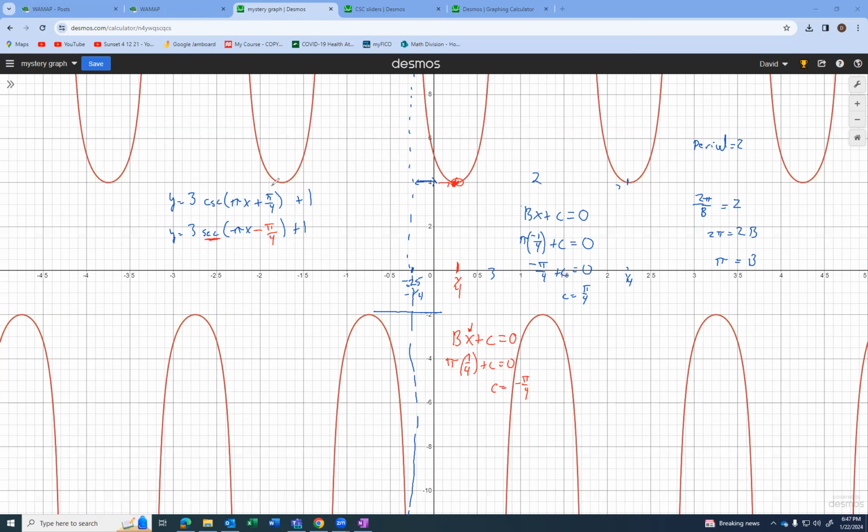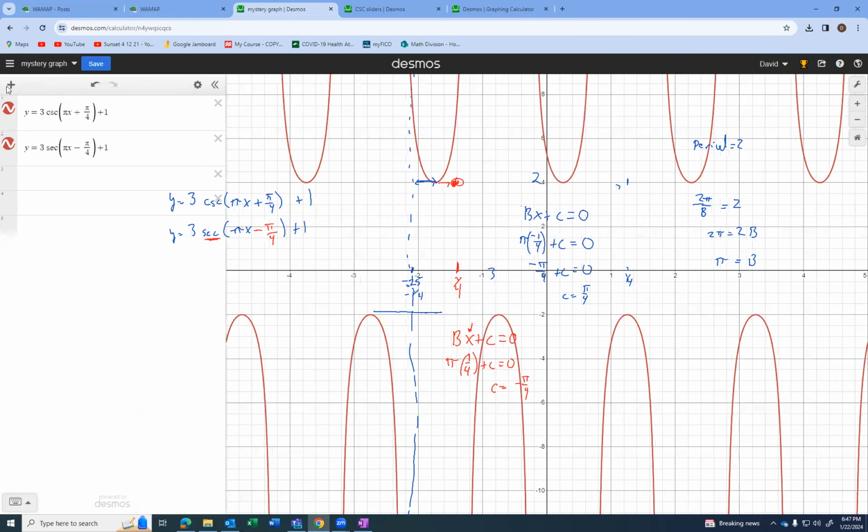So you can think of it as either a secant or a cosecant. It's been shifted just a little. It doesn't matter which one you use. They both actually produce the same graph. If I go over here and look at my graph, let me show the graph's equations again. We'll see that I'm graphing the exact same equation twice. Y equals 3 cosecant of pi x plus pi over 4, plus 1. So it's the cosecant graph with the plus pi over 4 to shift it in the negative direction pi over 4 units. And then the secant was the one with the minus pi over 4 in there.